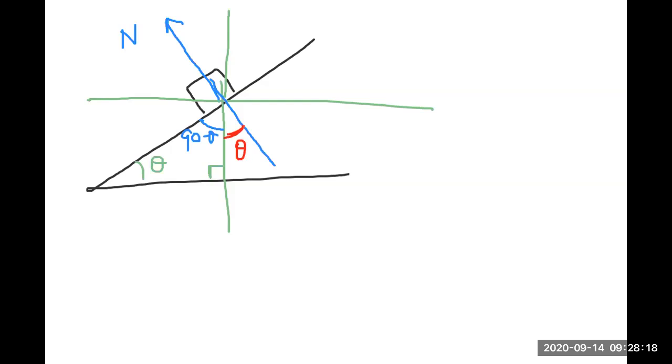So if this angle is theta, what can you tell me about this angle? ये कौन सा ज्योमेट्रिकल रूल है जो मुझे यहाँ पे अप्लाई करना चाहिए? Vertically opposite angles, right? I think you learned this in class 8 or 9. Vertically opposite angles. So this angle must also be equal to theta.